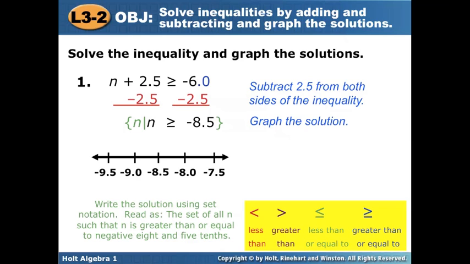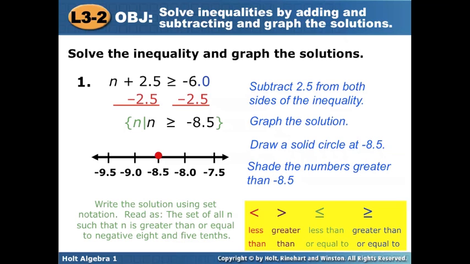We're now going to graph our solution on this number line. We're going to have a closed circle on negative 8.5. Remember, extra mark, make it dark. We're now going to shade towards the greater than side. So shade the number line on the greater than side of negative 8.5. You will also shade your arrow to show that these numbers continue greater than negative 8.5.